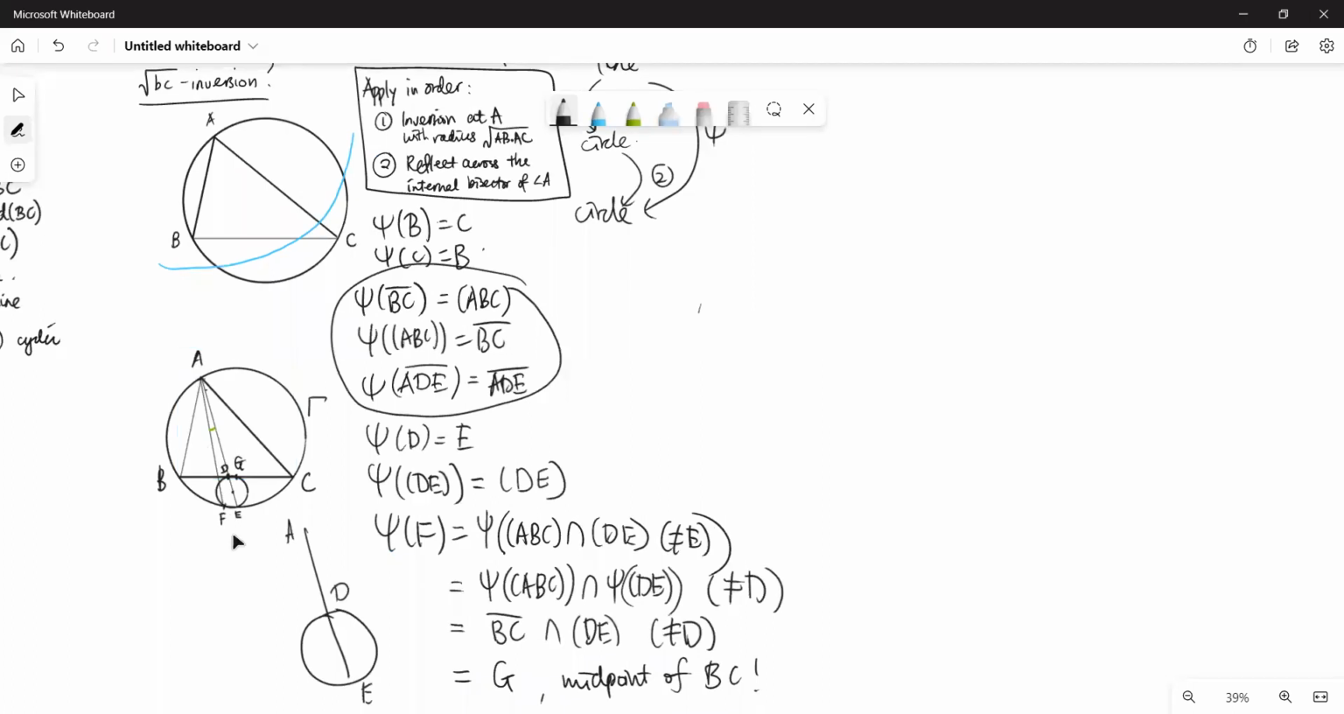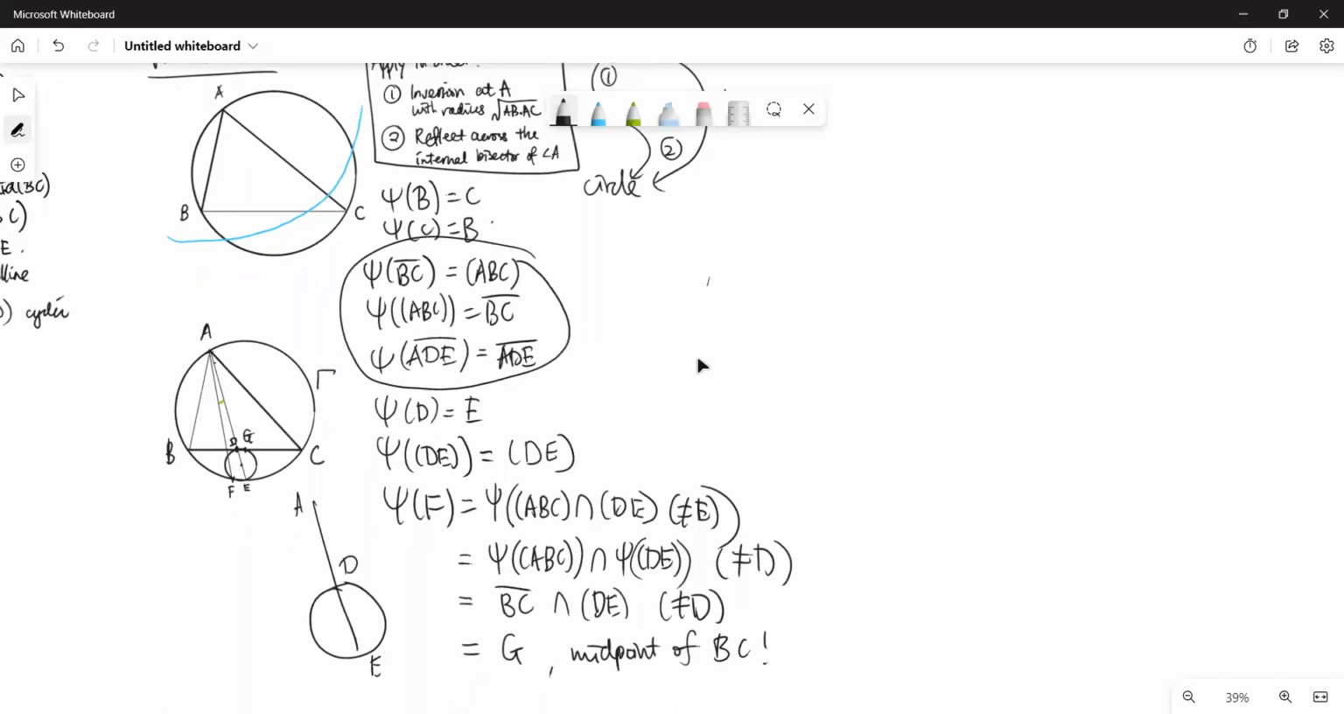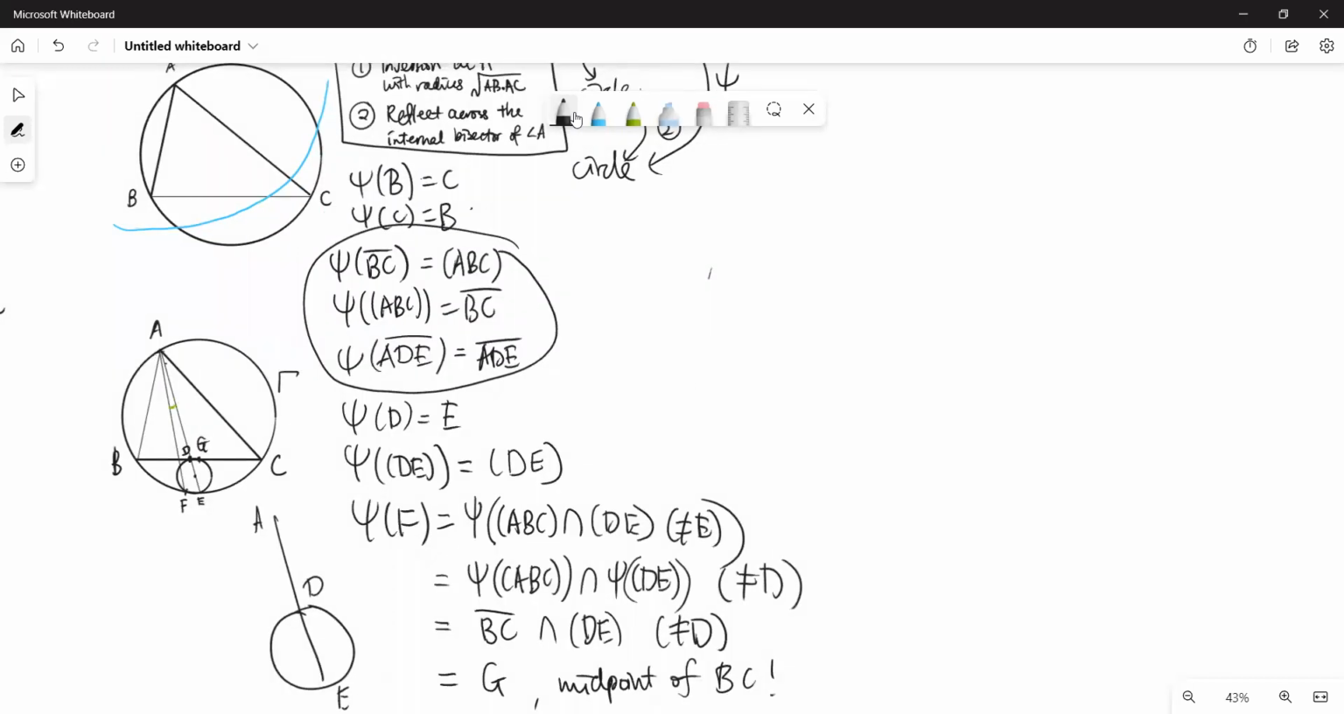So let's look at the line AF. I invert it, it's still the line AF. I reflect it, it must be something that passes through the image of F, which is G. So therefore AF and AG must be reflections across the internal bisector of angle A. So by 2, we are done.